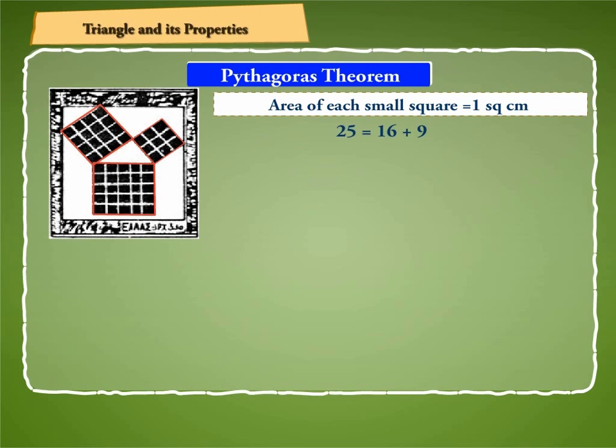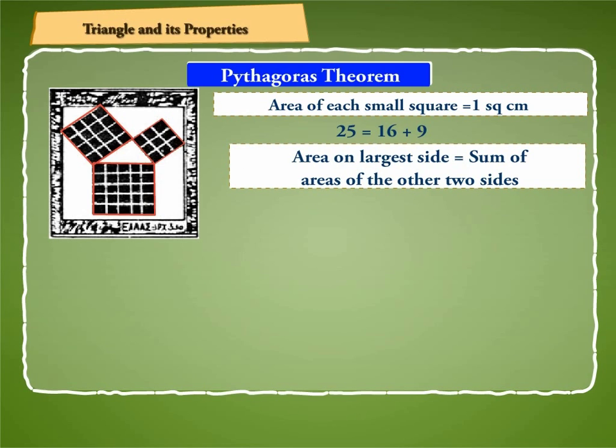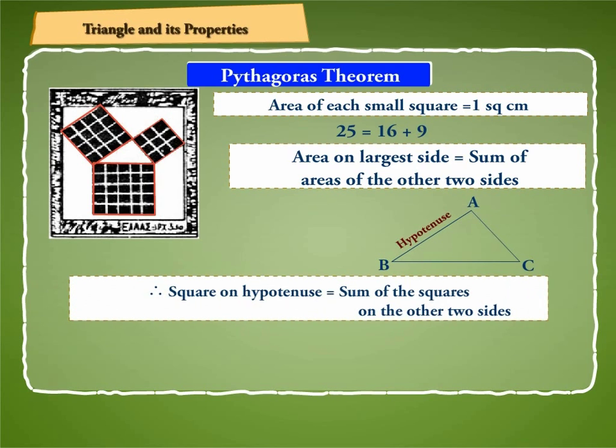we find that 25 is equal to 16 plus 9. That is, the area of the square on the largest side is equal to the sum of the areas of the squares on the other two sides. But the largest side in a right-angled triangle is opposite to the angle of 90 degrees and is called the hypotenuse. Therefore, the square on the hypotenuse is equal to the sum of the squares on the other two sides. This relation is known as Pythagoras theorem after the name of the mathematician Pythagoras.